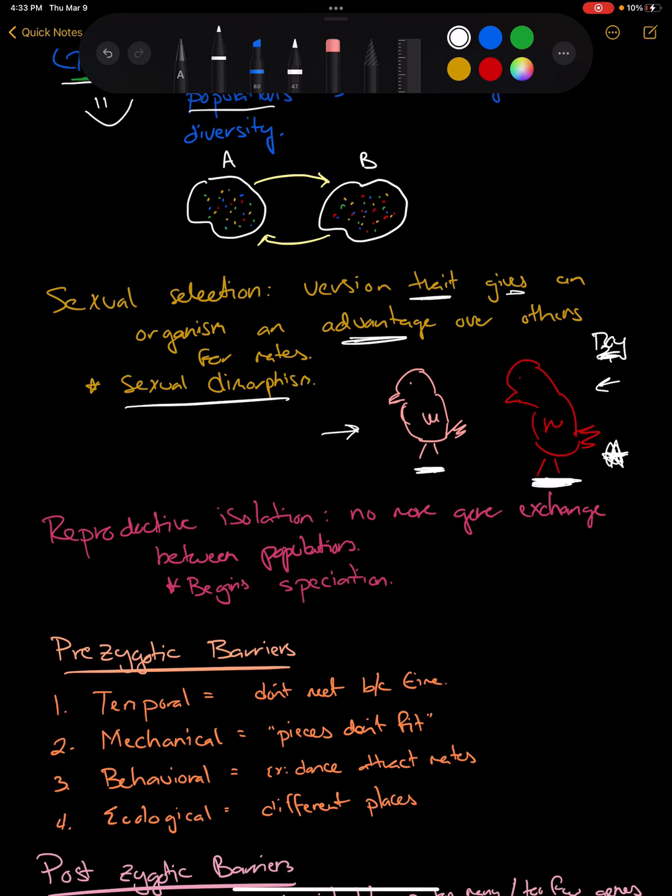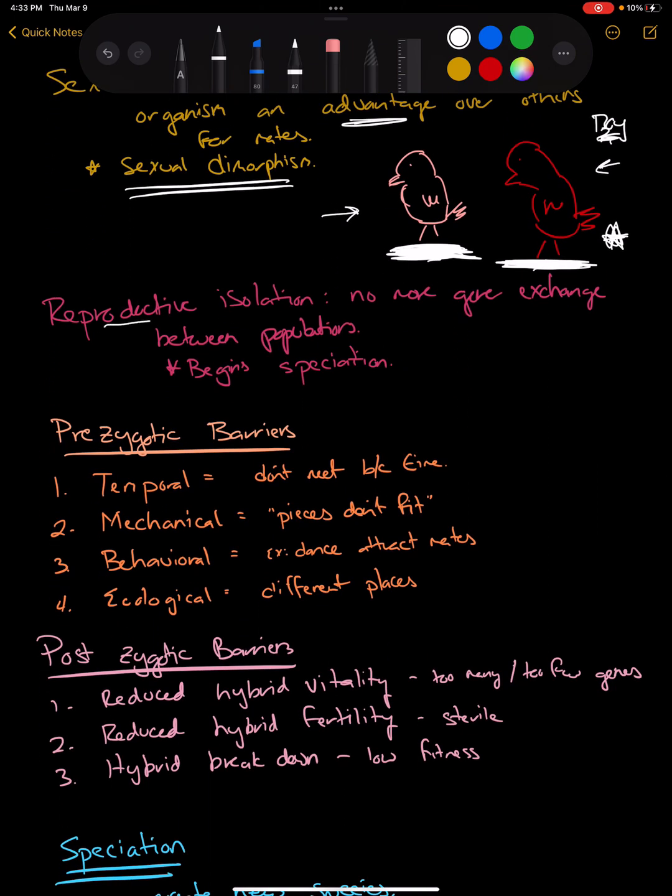And when we talk about sexual dimorphism, that's when your organisms are phenotypically different between the sexes, all right? So if you think of the cardinals, we can say the girls are really dull red and the boys are really bright red. So those are two different phenotypes. They show sexual dimorphism. All right, next idea is reproductive isolation.